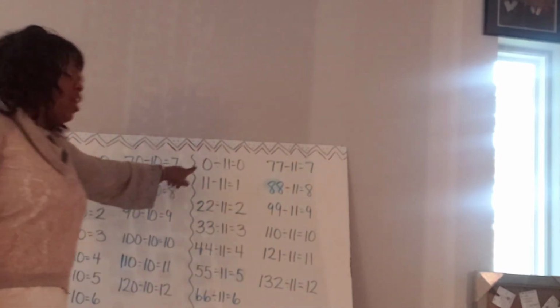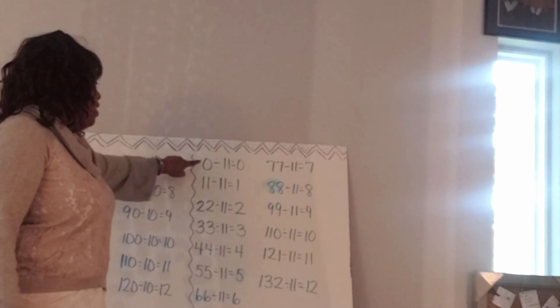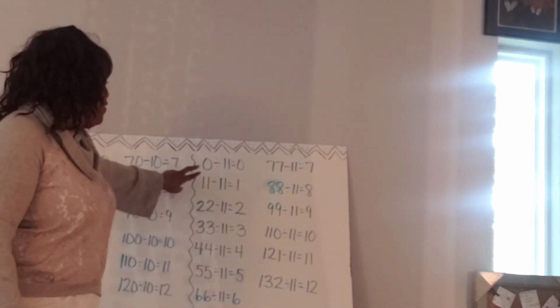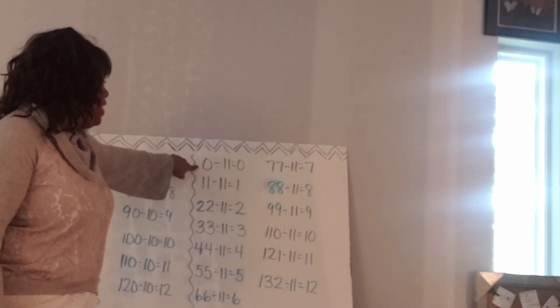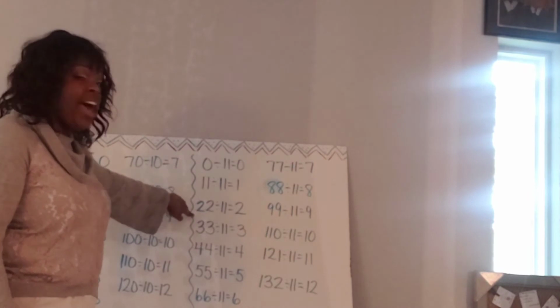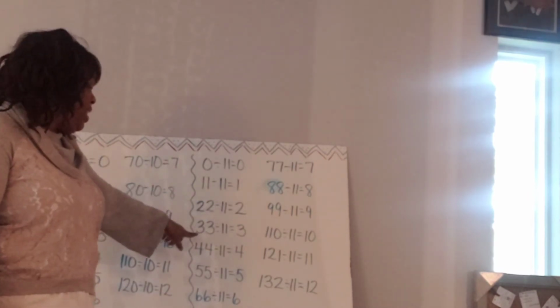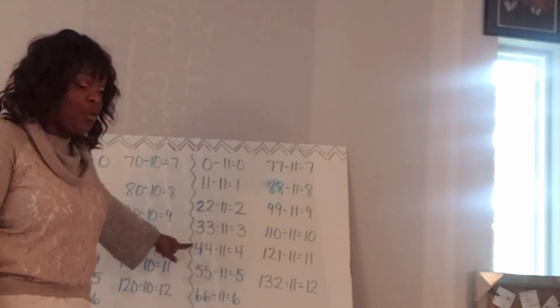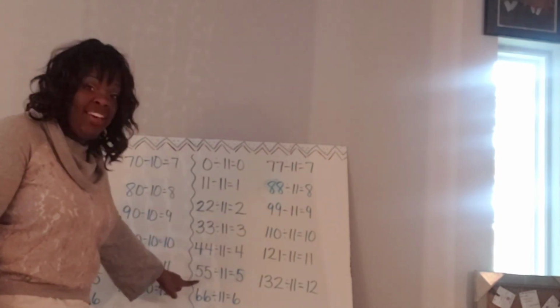And then we go to our 11. So now let's try our 11 multiplication, or division. Oh my, 11 division. 0 divided by 11 equals 0. 11 divided by 11 equals 1. 22 divided by 11 equals 2. 33 divided by 11 equals 3. 44 divided by 11 equals 4. 55 divided by 11 equals 5.